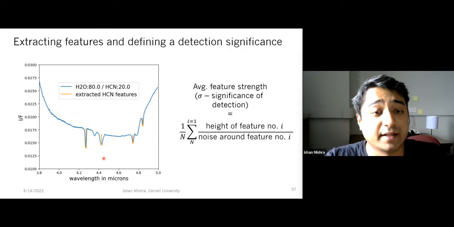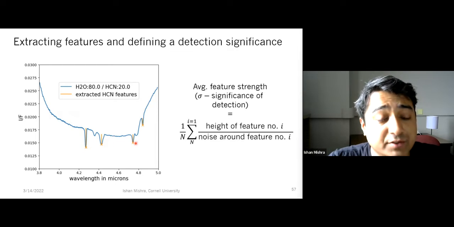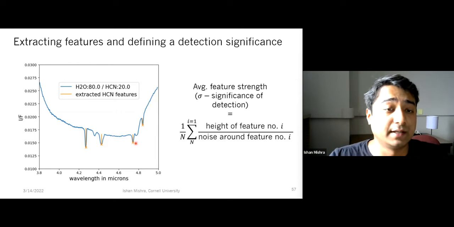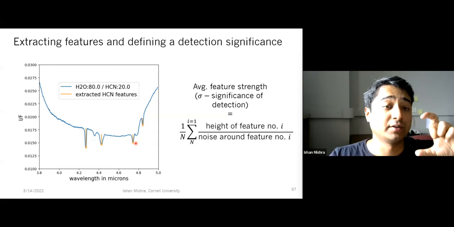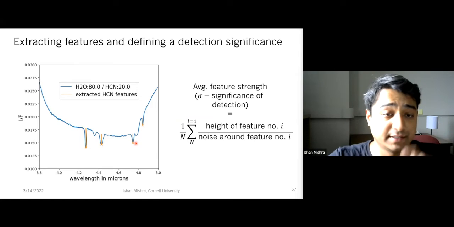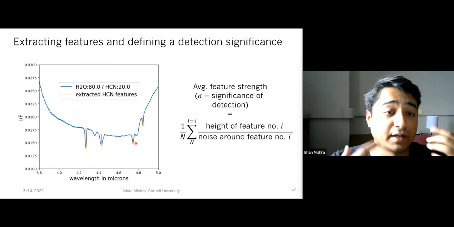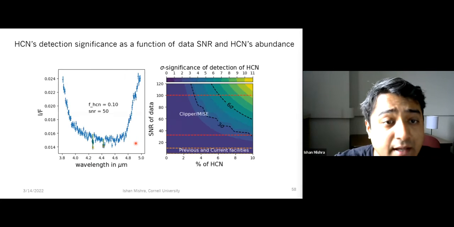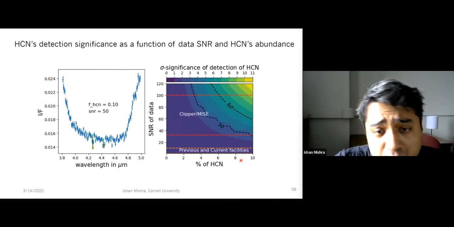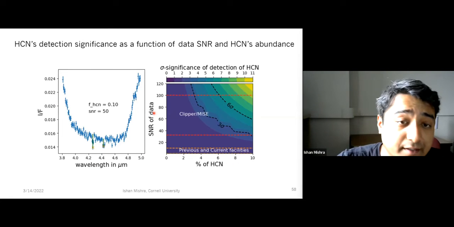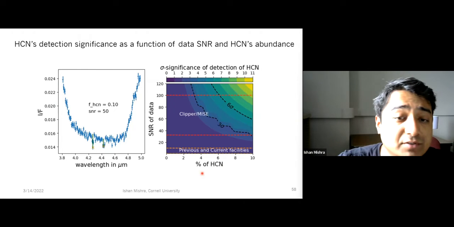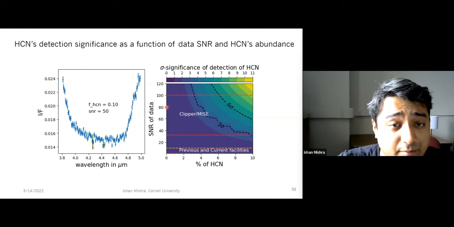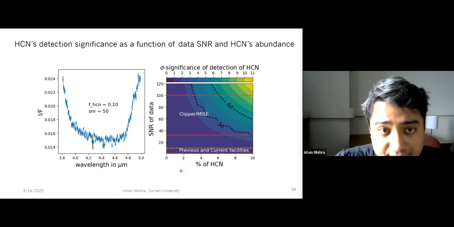So for every organic, I can select 2 or 3 features that are sharp, and calculate how strong they are compared to the background noise, and use that to estimate that I'm confident of my detection at a certain significance level. And you do that for varying amounts of hydrogen cyanide, or varying amounts of your trace species of interest, and for varying SNR data, and you can get this heat map.